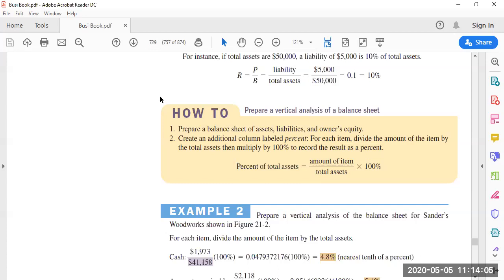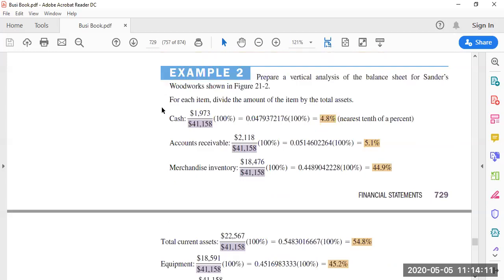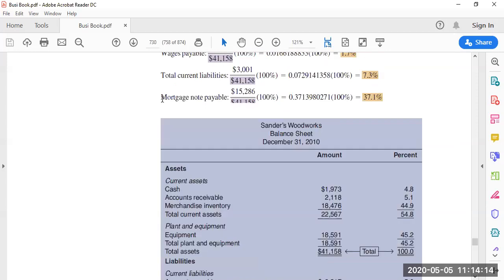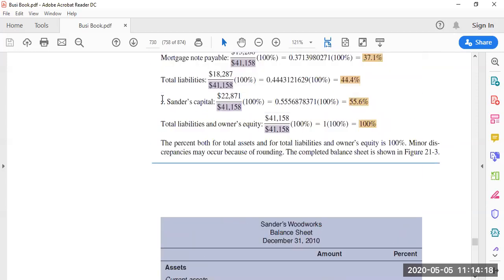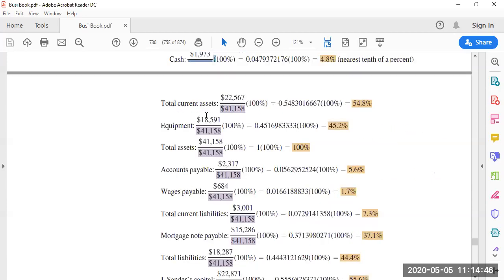In example 2, we are given a balance sheet from figure 21-2, the previous balance sheet that we created. From that, we've taken all of the different items because we had a total asset value of $41,158. We simply take each of these items, divide it by that base amount, and multiply it times 100%. And we will then add to the percentage column whatever this percentage would be. You would go down and you would do that for each item on the entire balance sheet, assets, liabilities, and owner's equity.